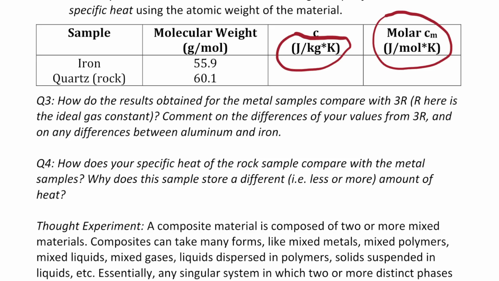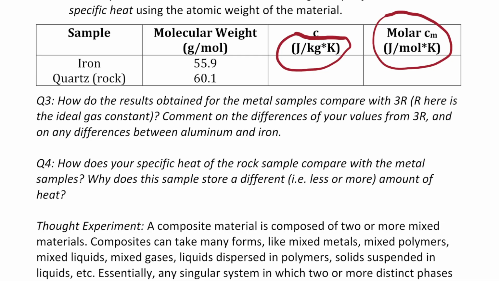I think one of the interesting things about quartz versus iron is that iron is more dense, right? Iron is significantly more dense than quartz, and it has a lower joules per kilogram specific heat. However, if you look at the specific heat with regard to volume, so joules per meter cubed Kelvin, then you would actually find that iron has a higher specific heat.